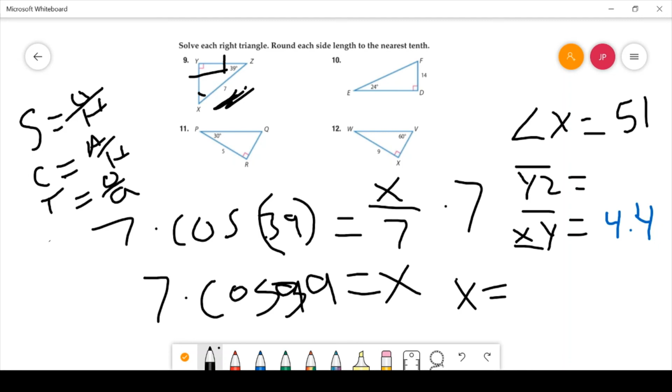And that's how you do these. You just got to do that for each one of these. And that is about it. If you have any questions, go ahead and let me know, or let Miss Pillar know.